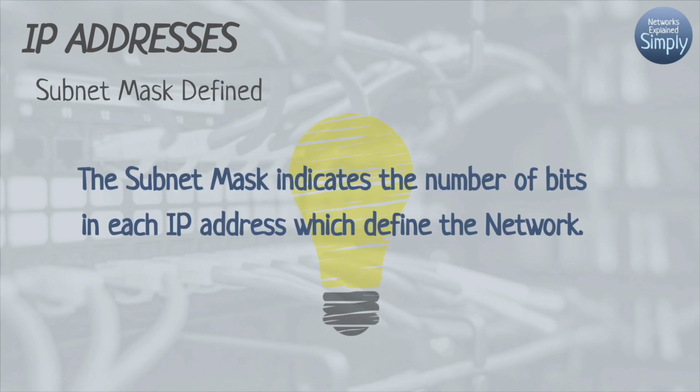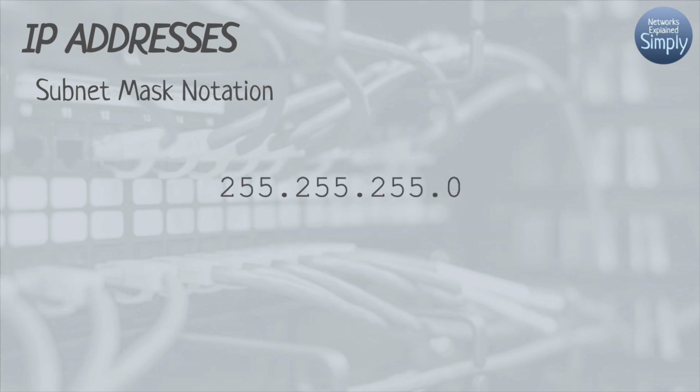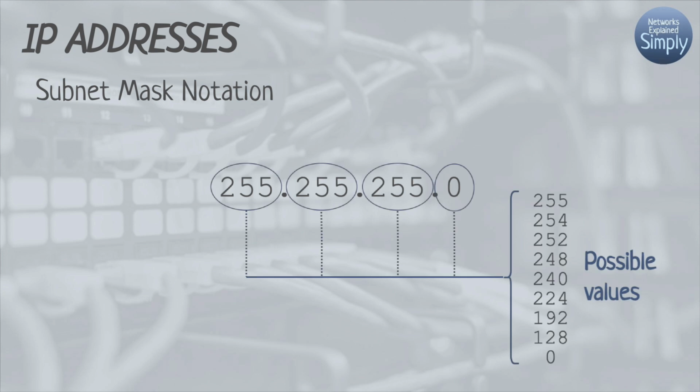Specifically, the subnet mask indicates how many bits in an IP address define the network, which also tells us how many bits remain for the host. Let's take a look at how the subnet mask actually works. The subnet mask uses the same notation as an IP address, with 4 numbers, each between 0 and 255, separated by dots, but with one key difference. Each number in a subnet mask is limited to a specific set of values.